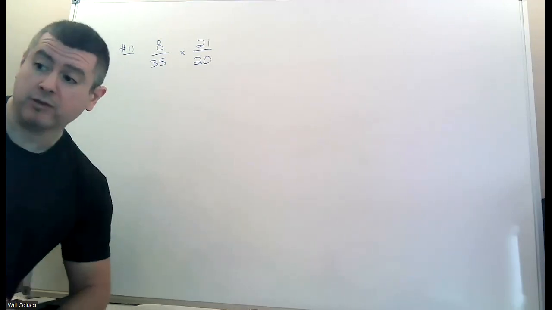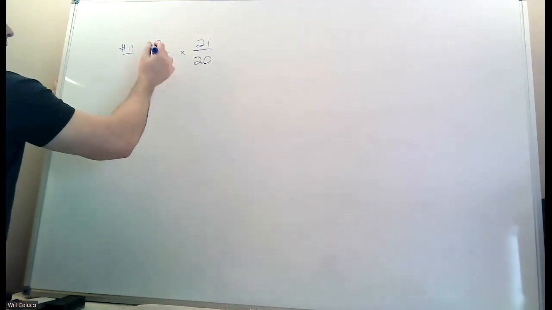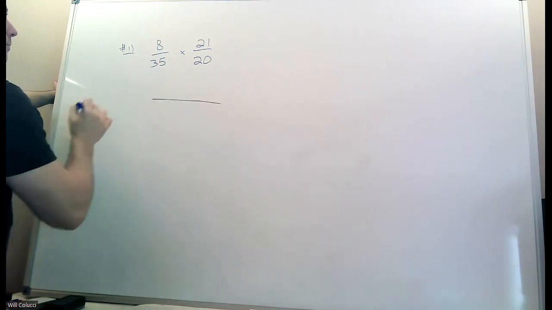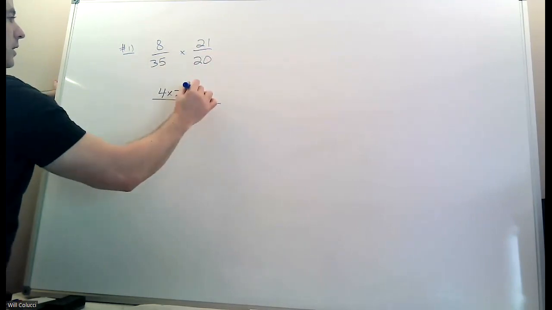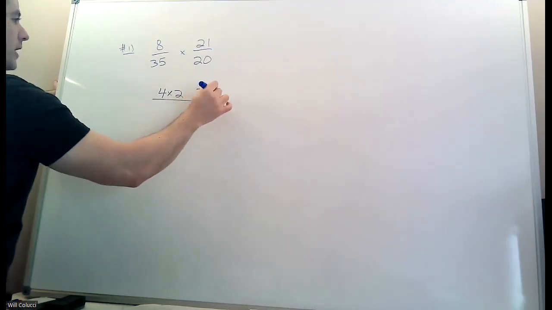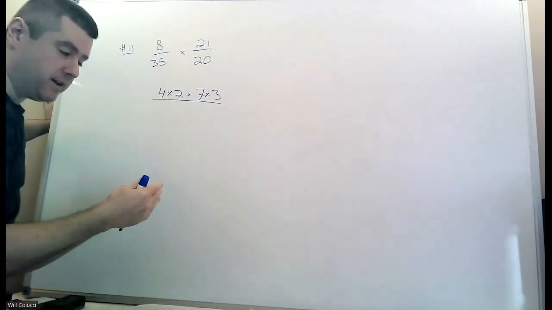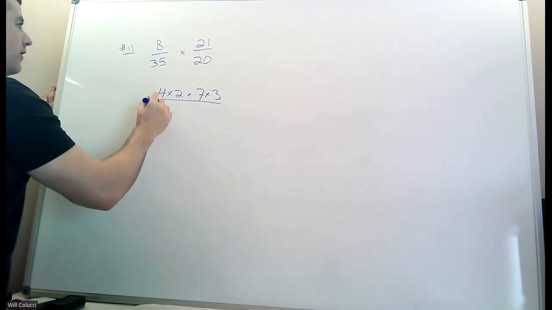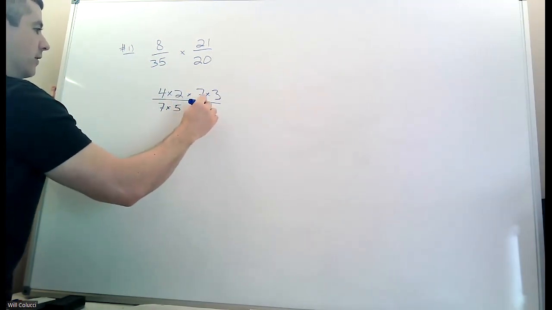Multiply tops, multiply bottoms. Now this example is easy, but there's a reason I'm picking it. You're going to take all of the numbers on the top and put them all on the top, and you're going to write them as a product of smaller numbers, right? 8 is 4 times 2. 21 is 7 times 3. This is all multiply, right? Do 8 times 21. Don't actually do that. 35 times 20. Again, don't actually do that. 35 is 7 times 5. And 20 is 4 times 5.